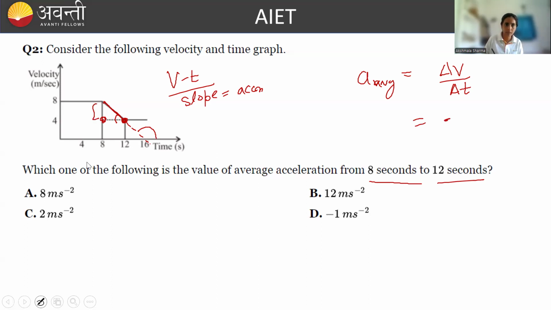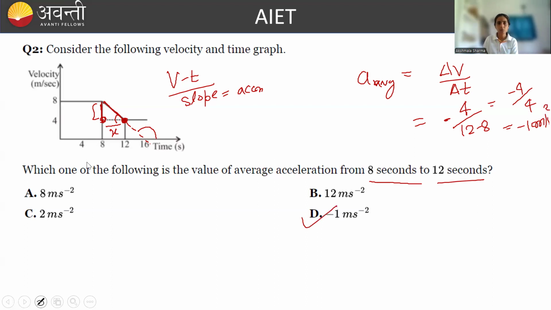So y by x you will do. That is velocity change: 8 minus 4, by what time interval it is happening, that is 12 minus 8. So this is minus 4 by 4. So this is minus 1 meter per second square. So correct option will be D.